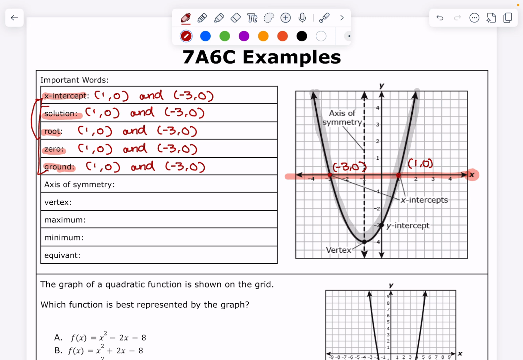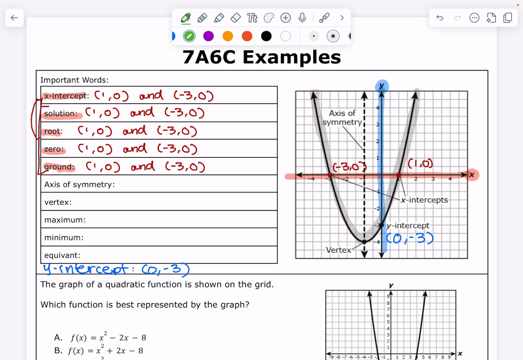Now, oh, I didn't put y-intercept on there. When we talk about y-intercept, we are talking about the y-axis. We touch the y-axis at -3. So you'd have the point (0, -3). Okay.